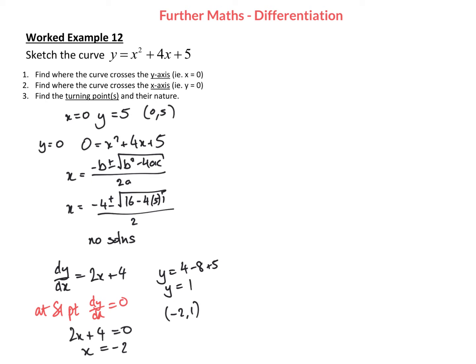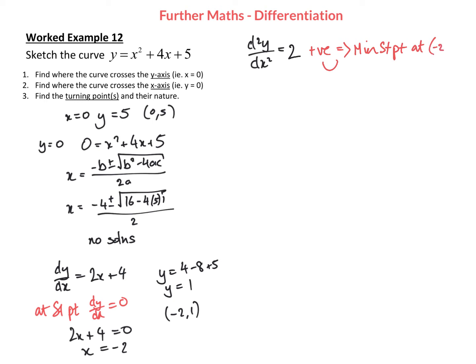And lastly then, what kind of stationary point is it? d squared y by dx squared. Well, when I again differentiate 2x plus 4, I differentiate dy by dx to get d squared y by dx squared. When we differentiate that, we get just 2. And that's a positive value, which is a happy case, so that implies a minimum stationary point at minus 2, 1.